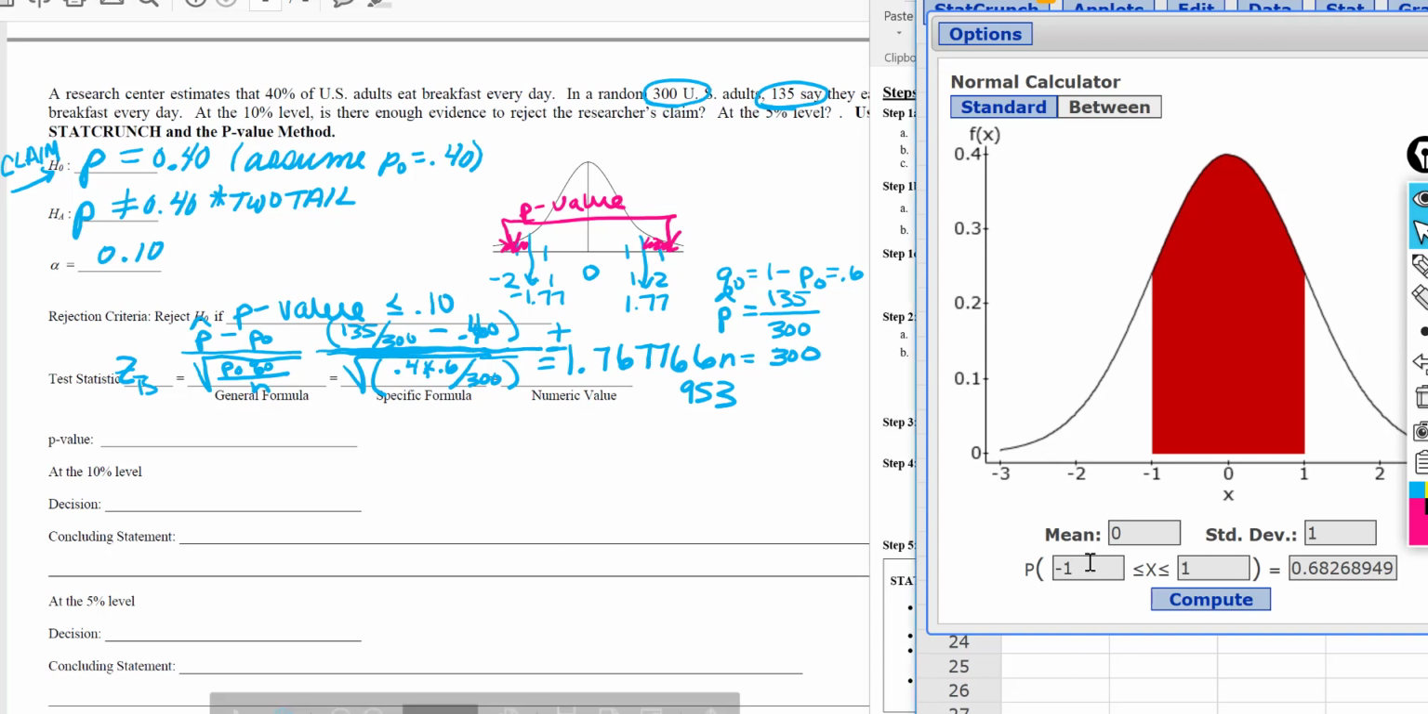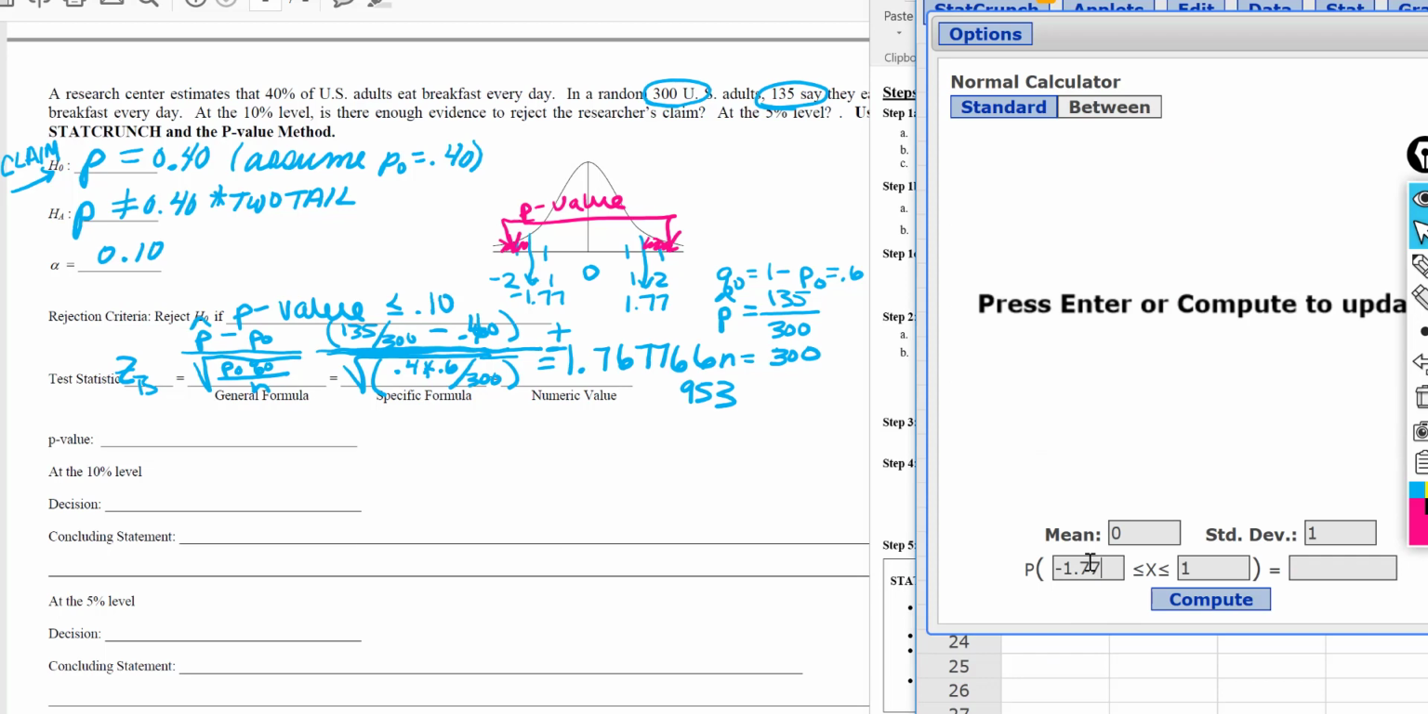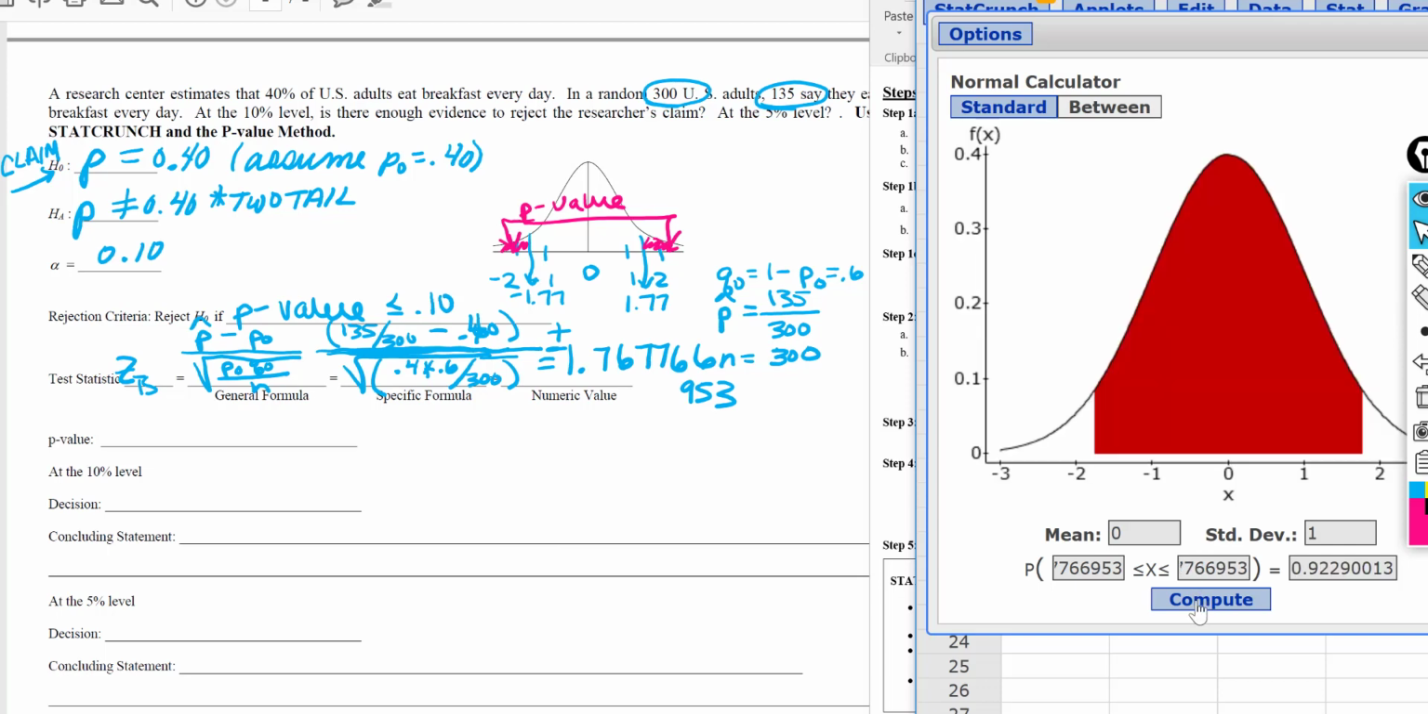Our first value is negative 1.767766953. Our other value is 1.767766953. Lots of sixes there. Okay, and then we hit compute. Okay, so that's the area in between, but we want the area in these two tails. So remember from a previous chapter, we have to take and subtract that from 1.